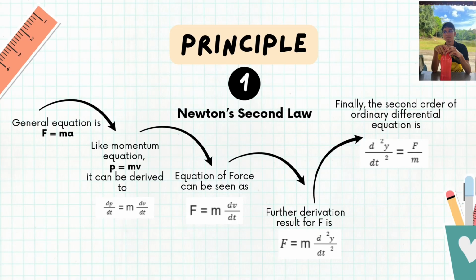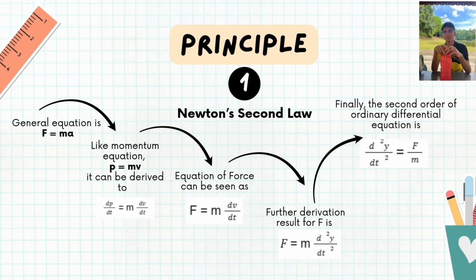As you can see in this slide, the general equation for Newton's second law is F equals ma. I have researched that we can relate it with the momentum equation, which is p equals mv, that can be derived to dp over dt, equal to m dv over dt.